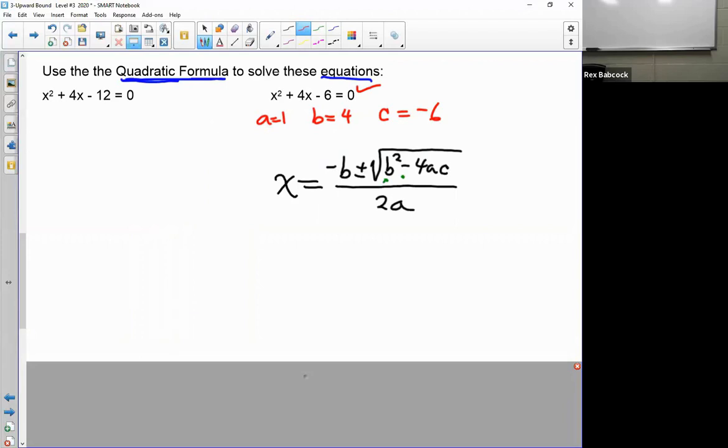Go ahead. Take about 30 seconds and see if you can do that with the quadratic formula. That one's not quite as easy. Go. Let's see how you can do.